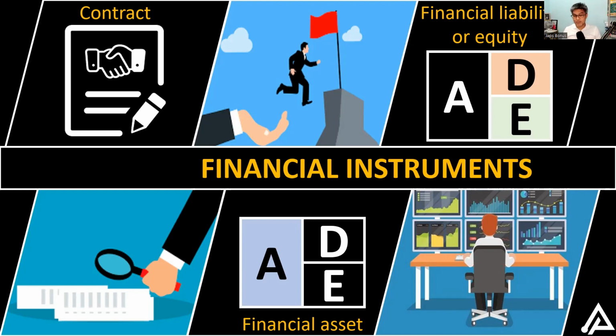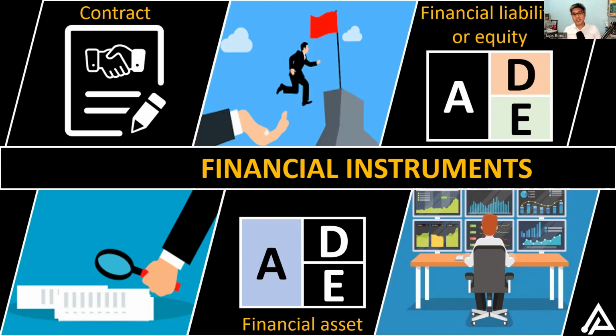An asset is any resource controlled by the company. A liability is an obligation of the company. Equity is the residual interest in net assets of the business. And later, we'll discuss the difference between financial and non-financial.